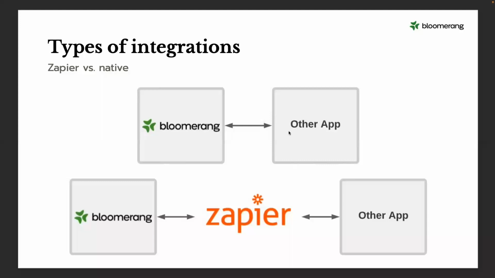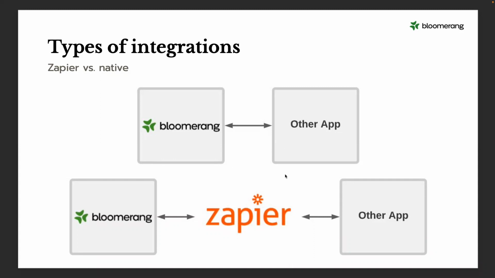So native integrations are often called direct integrations, and these are built within your Bloomerang software. They're often the most user-friendly form of integration and offer a standardized templated sync of data between Bloomerang and the other application.